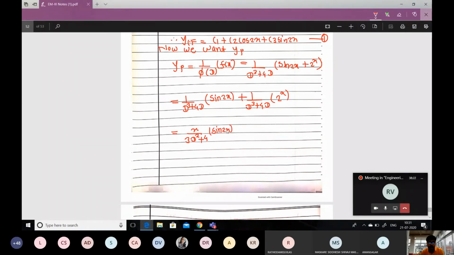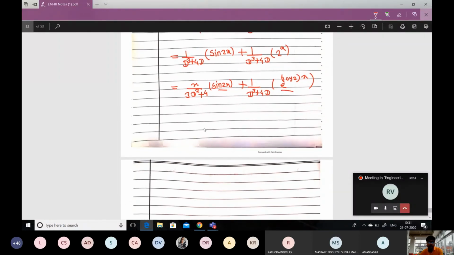Okay. Why did I do this? Because we are getting 0 at the denominator. So if you are getting 0 at the denominator, you have to multiply by x and take the derivative of the denominator term. Okay. And what about this? This can be written as 1 upon d cube plus 4 times d, and 2 to the power x can be written as e to the power log 2 times x. Okay. And here you can see you have to use a combination of two shortcut methods. One is for the trigonometric function and one is for the exponential function.